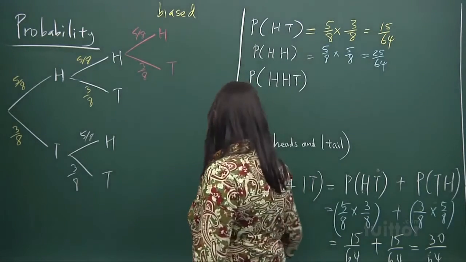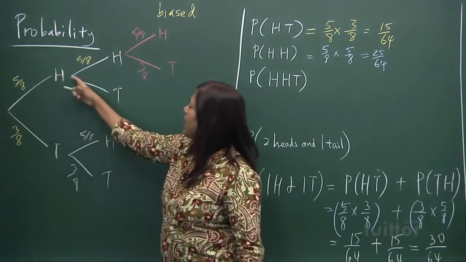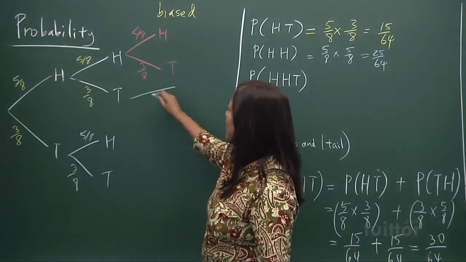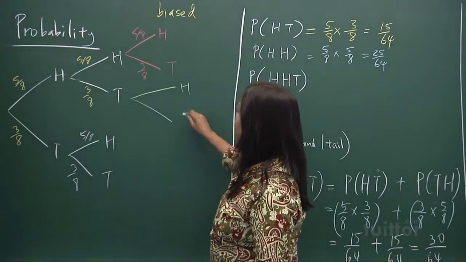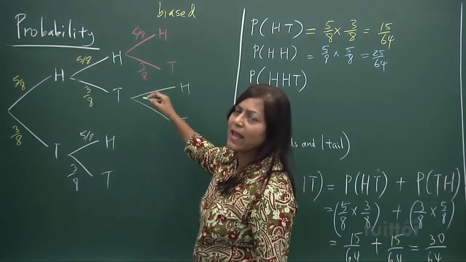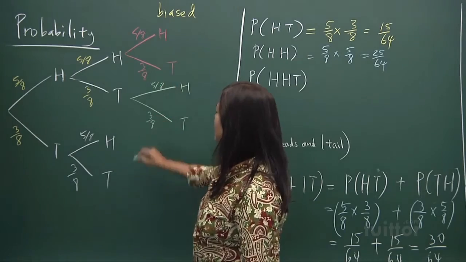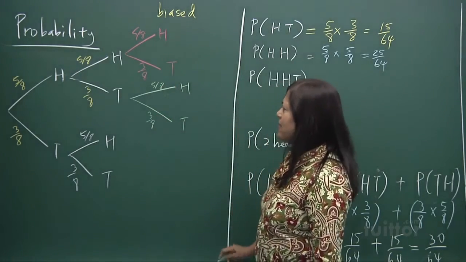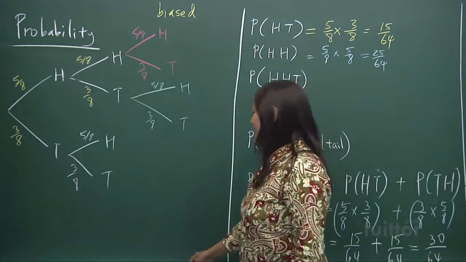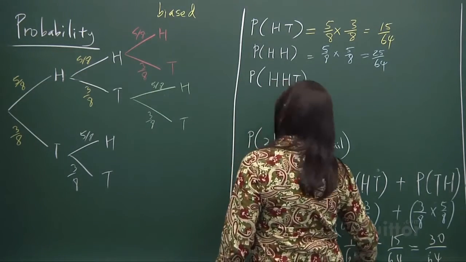Now look at the second part. I throw a coin. This is a head and a tail. And I throw again, and I get a head and a tail. So what's the probability of getting a head? 5/8. And how about a tail? 3/8. This is another pattern. So let's look at it and analyze further. Let's see what we get.